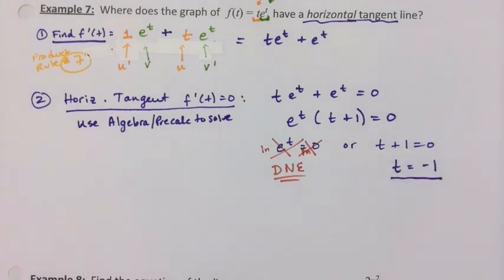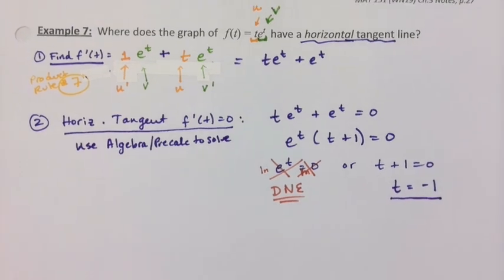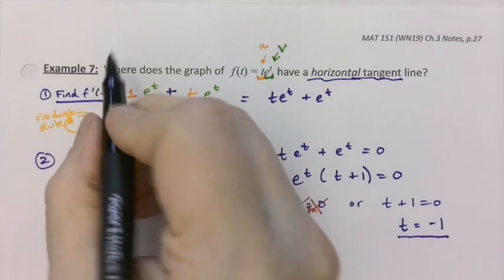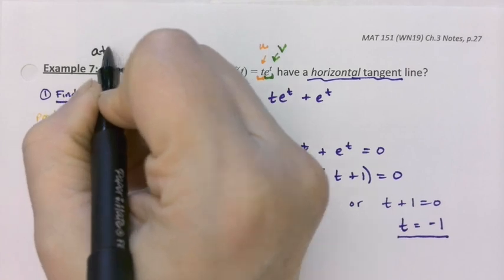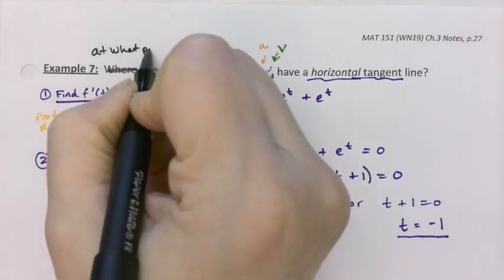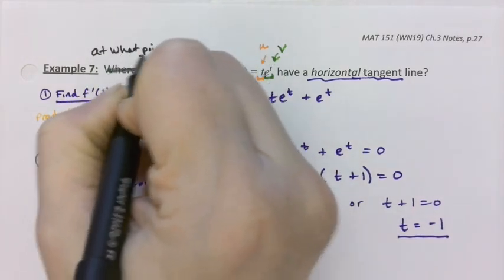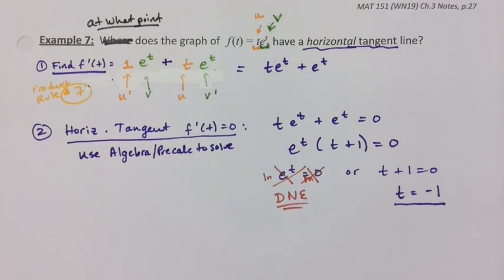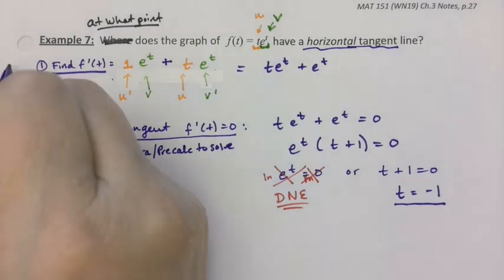Now the question is where? Where is a little confusing. I should change that. I should say at what point. So let me just go back up here. At what point? I'll fix that for future. At what point does the graph? Well, we have the x-coordinate. We don't have the point. So let's go find the point. That'll be step 3. These are our steps in case you're missing it.